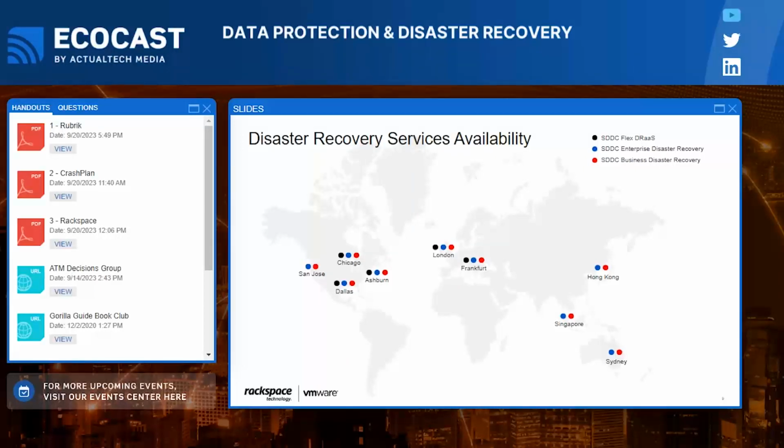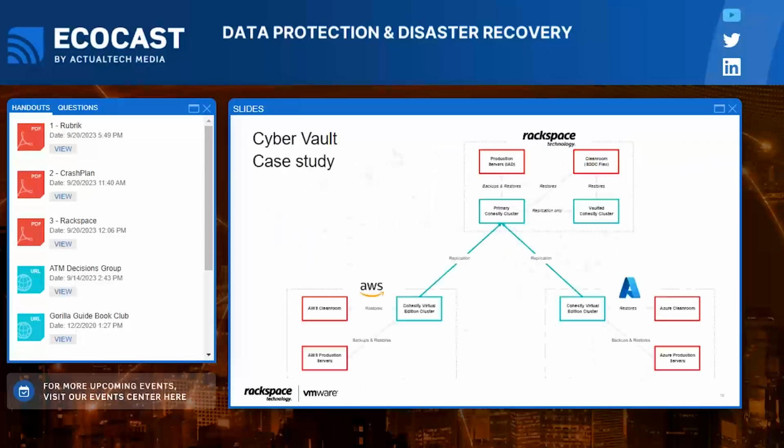So I want to go over a case study. I mentioned that there are different levels of vigilance, and this is something we did for by far our most vigilant customer that's, say, tangentially in the regulated financial industry. They were looking for a tertiary copy of their Rackspace and AWS and Azure environments.